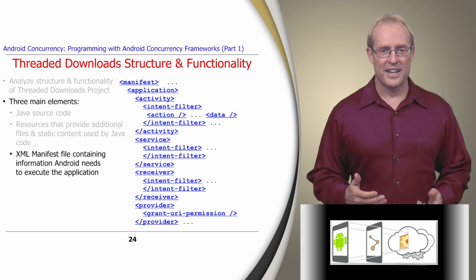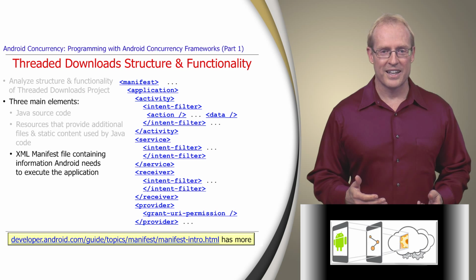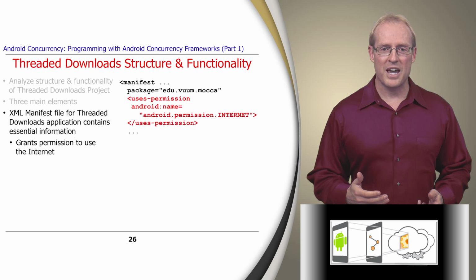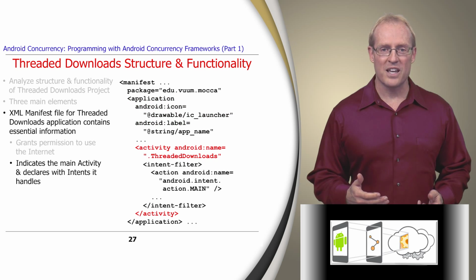And third, it contains an XML manifest file containing information that Android needs to execute the application, as described at this link. The Android manifest file for the threaded downloads application contains several pieces of essential information. For example, it grants the application permission to use the internet. It also indicates the application's main activity, called threaded downloads, and declares which intents it handles.